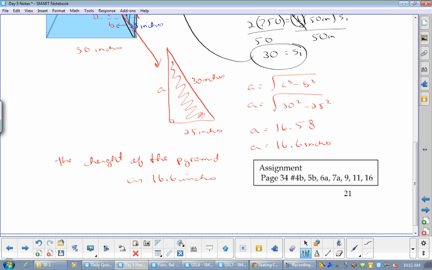So there's our assignment, 34, number 4B, 5B, and that's page 34 in your math book. You're finally going to use that baby today.